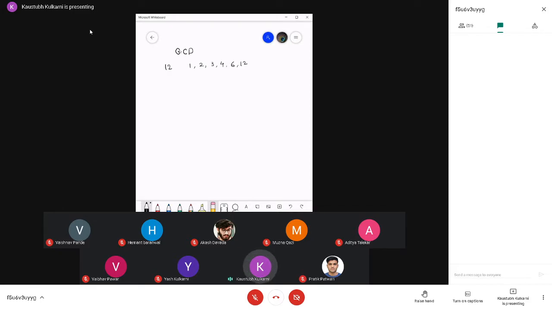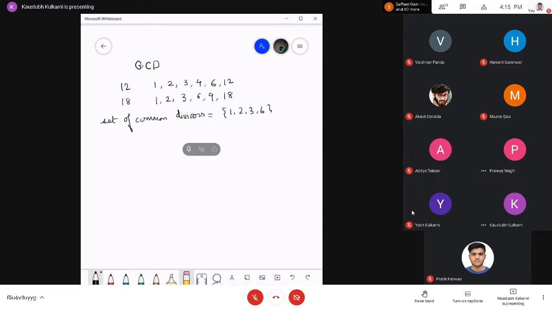Now, what do you mean by common divisors? Let's take another number, say 18. The divisors of 18 are 1, 2, 3, 6, 9, and 18. So now we'll say that the set of common divisors is 1, 2, 3, 6, and the greatest common divisor is 6.